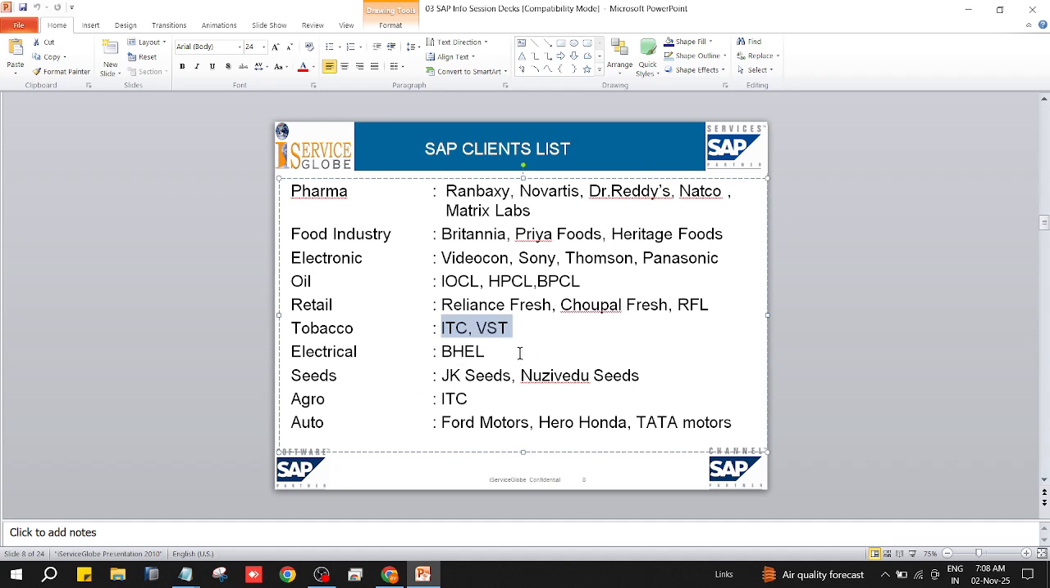Then if you look at electrical, BHEL uses SAP. Under electronics, ECIL is there, a government company, Electronics Corporation of India Limited. They are also into SAP. And BHEL, Bharat Heavy Electricals Limited, has also implemented SAP. Seed manufacturing companies, JK Seeds, Nuziveedu Seeds, and so on, are also into SAP. Agro, the agricultural division, not only seeds, because pharma, agro, and seeds all go hand in hand, so major companies are into SAP.